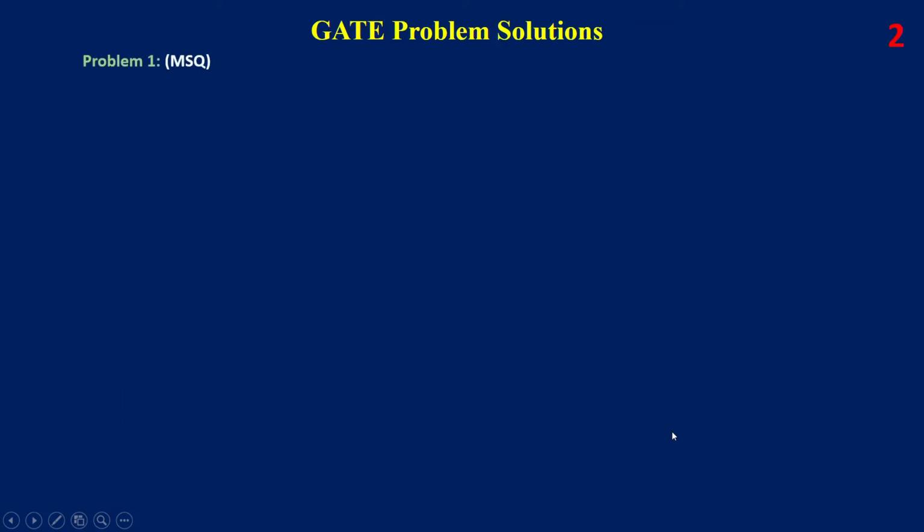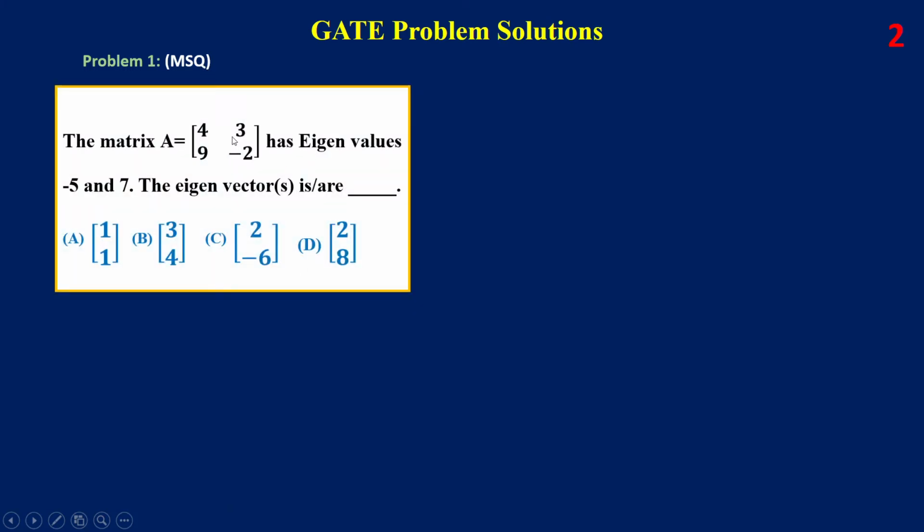The first problem is one of the MSQ questions given in the GATE paper, a multiple select question. First, I will read the problem. The matrix A, a 2 cross 2 matrix, is given, and has eigenvalues -5 and 7. The eigenvector is R dash.